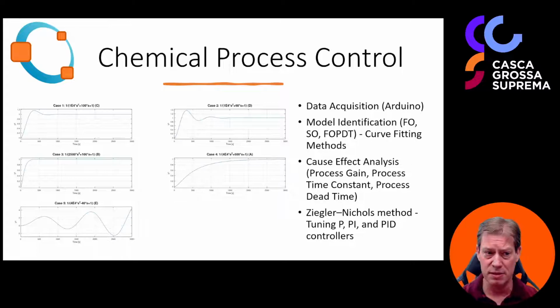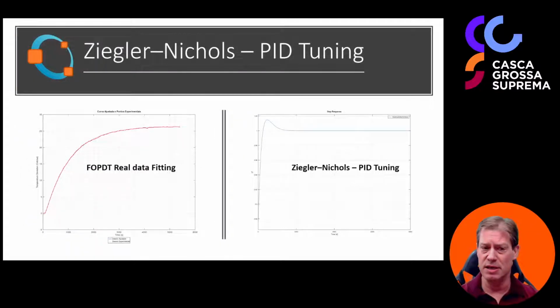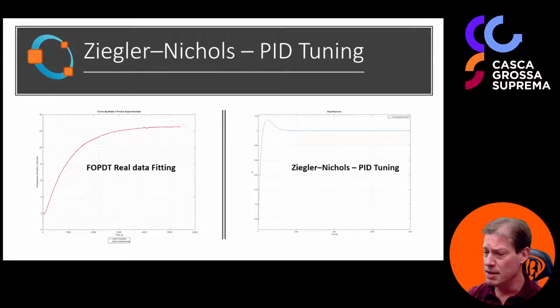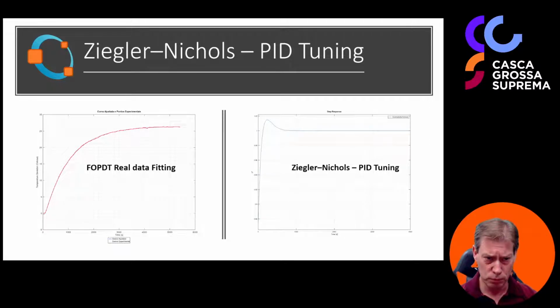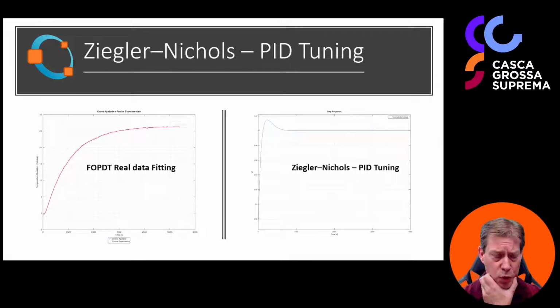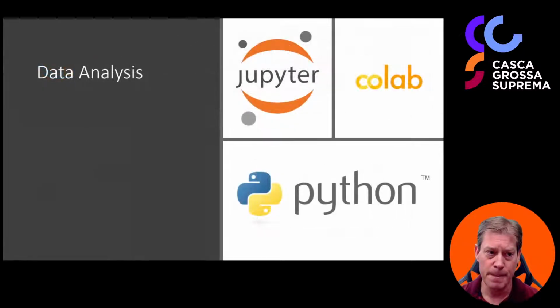and also make tuning methods like the Ziegler-Nichols method, using real data and fitting this data with Octave, and using this data to know the process gain, the dead time, the time constant, and make a Ziegler-Nichols PID tuning using Octave.